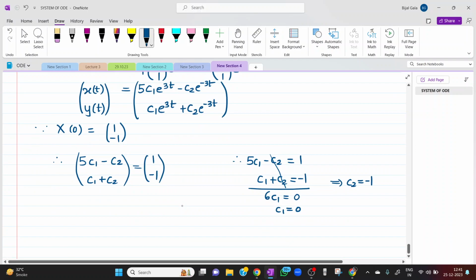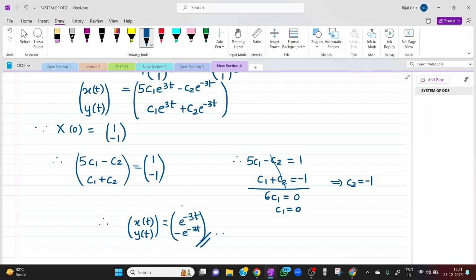which implies x of t and y of t are e raised to minus 3t and negative e raised to minus 3t. Check this. Did you understand the process?